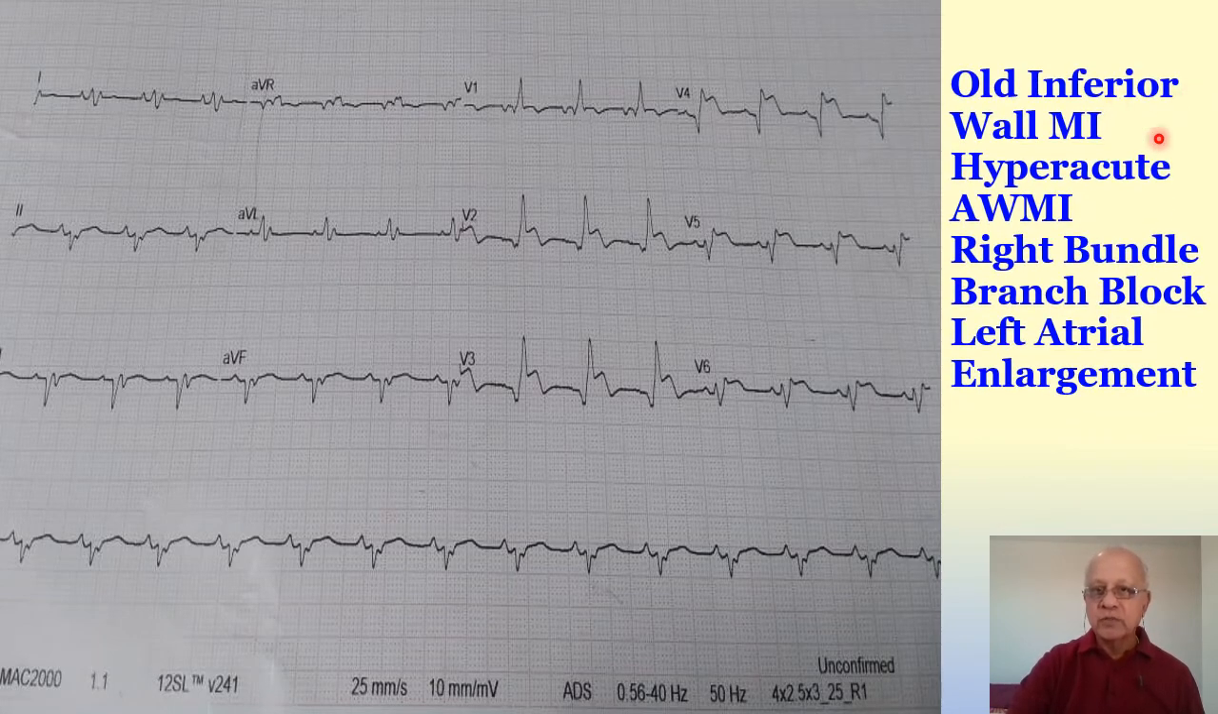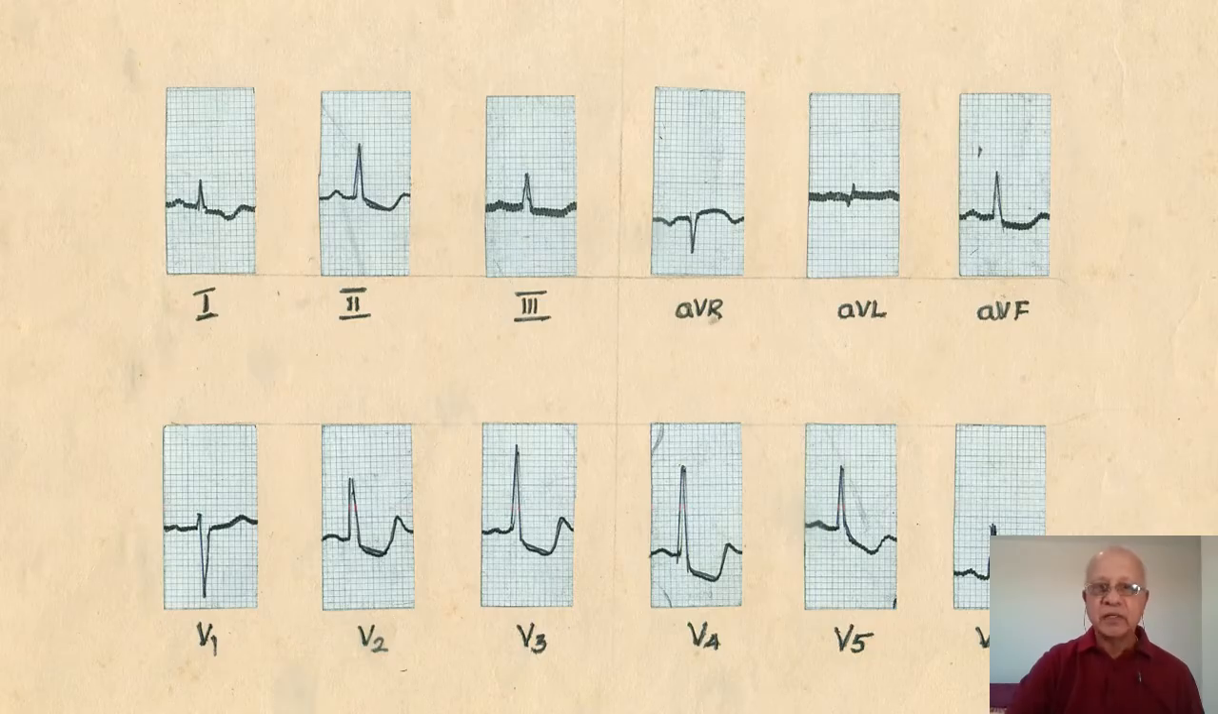So our diagnosis would be old inferior wall MI, hyperacute anterior wall MI, right bundle branch block, and left atrial enlargement. Now we'll go on to the next ECG.